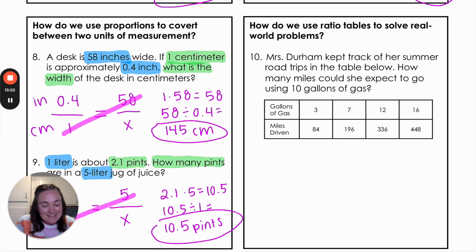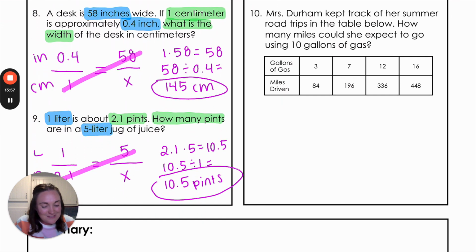All right, last but not least, here's our last problem that we see. We're bringing back the ratio tables from our previous lesson, along with our word problems, and we're going to see if we can solve this problem. So, Miss Durham kept track of her summer road trips in the table below. How many miles could she expect to go using 10 gallons of gas?